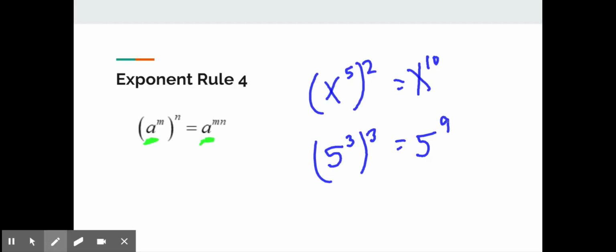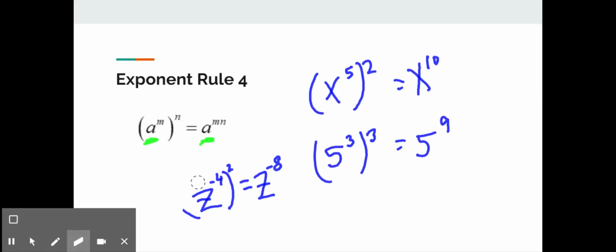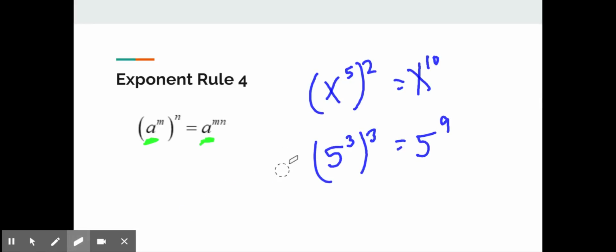You could have z to the negative 4th power and raise it to the 2nd power. Well, negative times a positive makes a negative, so it turns into z to the negative 8th power. Don't be scared of those negative exponents. We're going to learn what to do with them in just a moment.